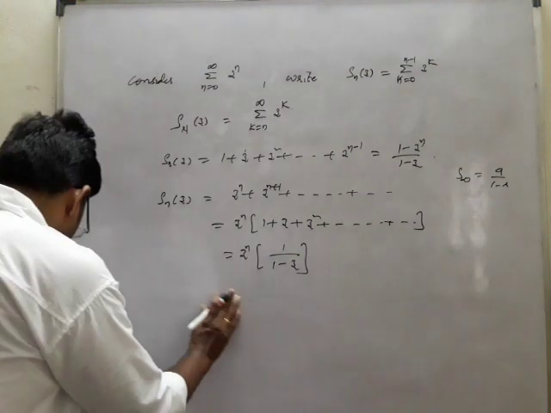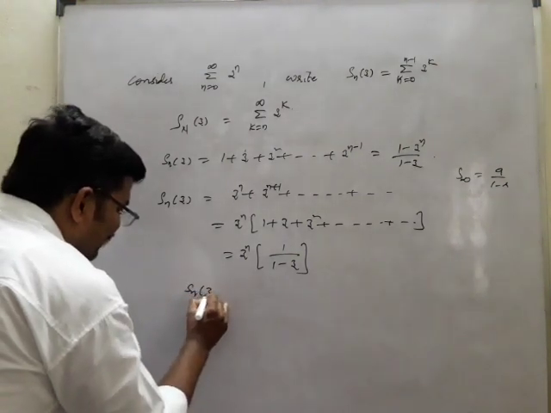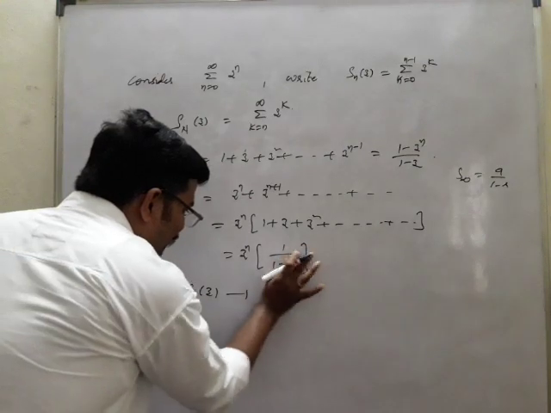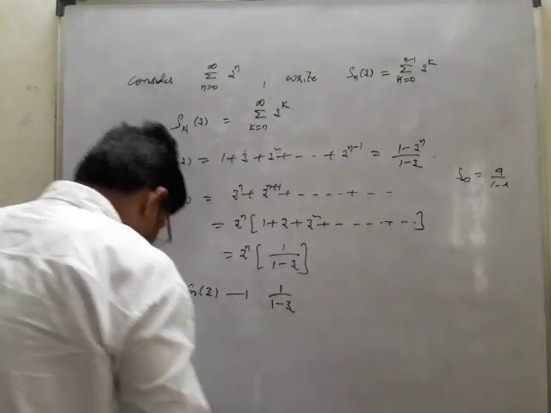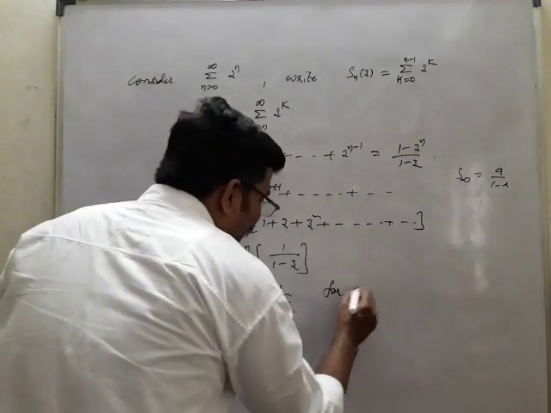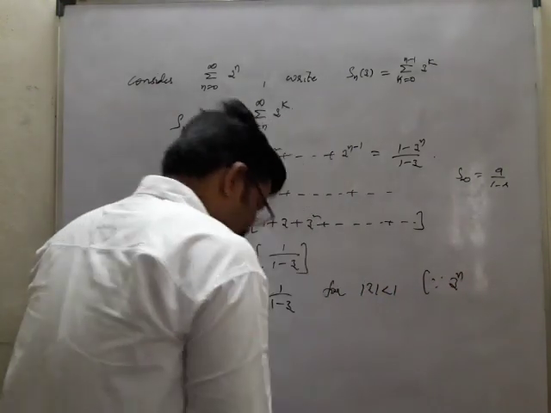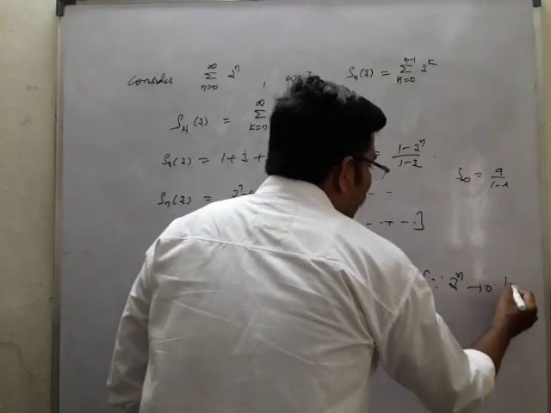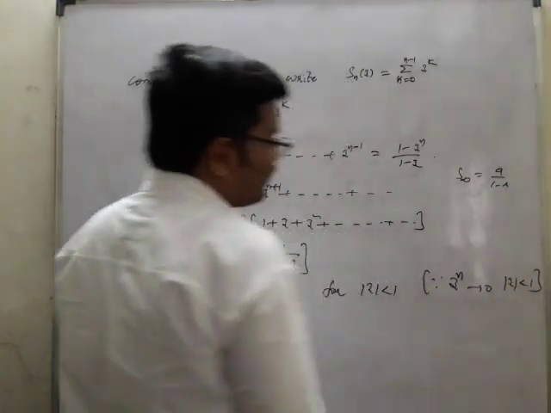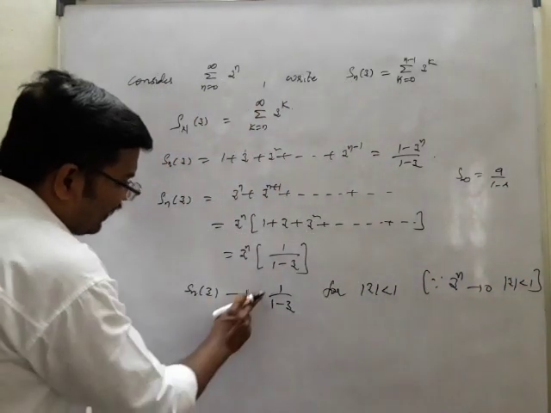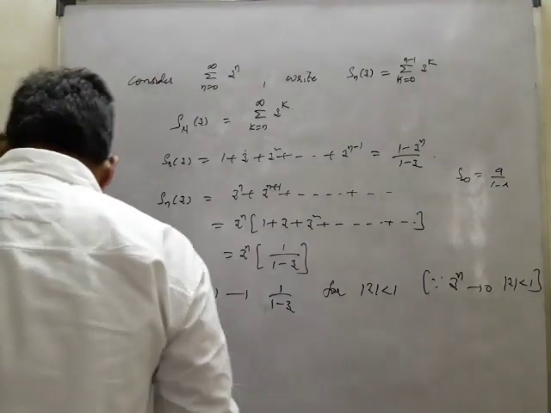Therefore Sn of z tends to 1 by 1 minus z for mod z less than 1, since z power n tends to 0 for mod z less than 1. Because of that, Sn of z tends to 1 by 1 minus z.